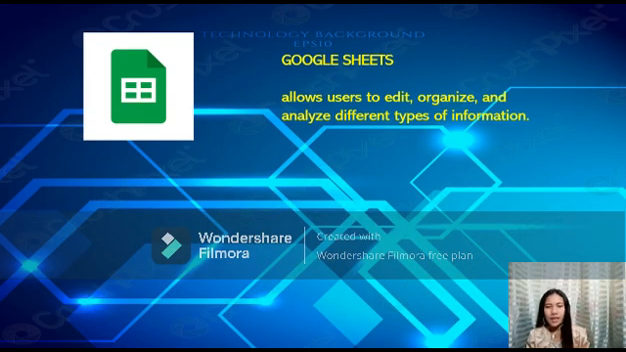Next is Google Sheets. Google Sheets allows users to edit, organize, and analyze different types of information. It allows collaboration, and multiple users can edit and format files in real time, and any changes made to the spreadsheet can be tracked by a revision history.